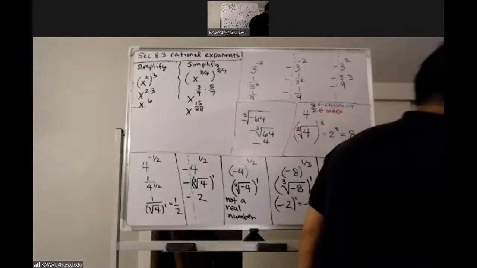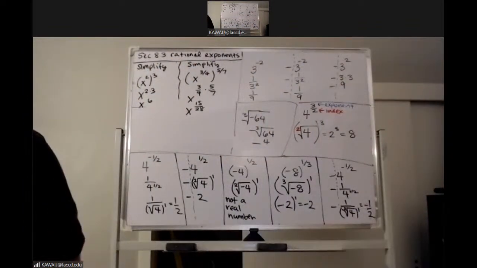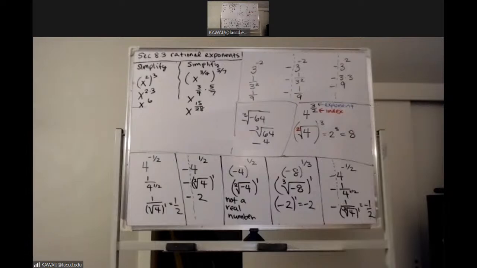Okay. So let me give everyone a second to copy that, and then we'll go to section 8.4, which is adding radicals. We might finish it, we might not. We'll see.